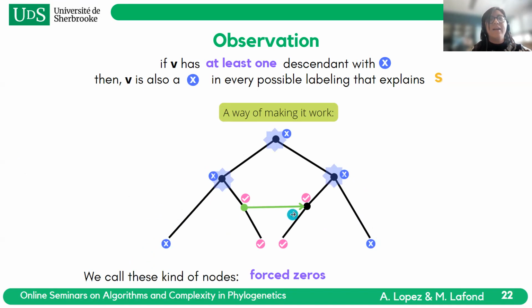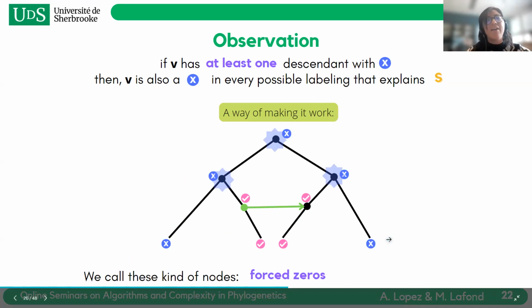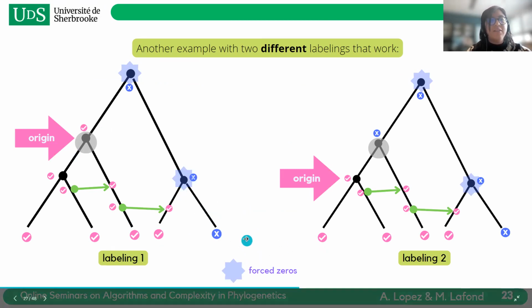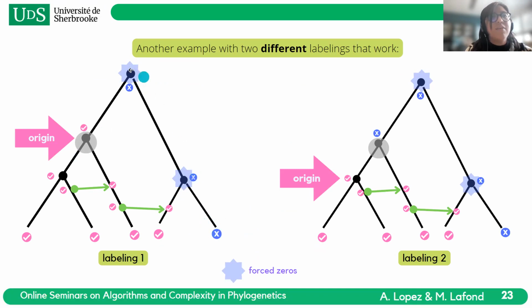So we see that there are many nodes that fulfill these conditions. The nodes that have at least one descendant which is an off token, where we do not have a character, we call these nodes force zeros. So for example, here I have another example where we can see the effect of force zeros. Here we have two networks with two different labelings, so two different PTNs. And we see that the force zeros are the ones that will always be a zero, no matter which labeling.